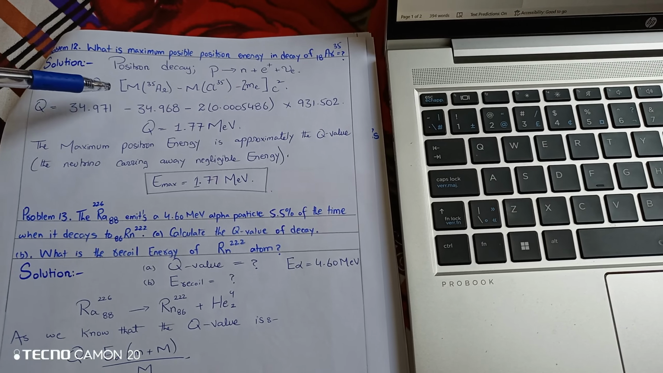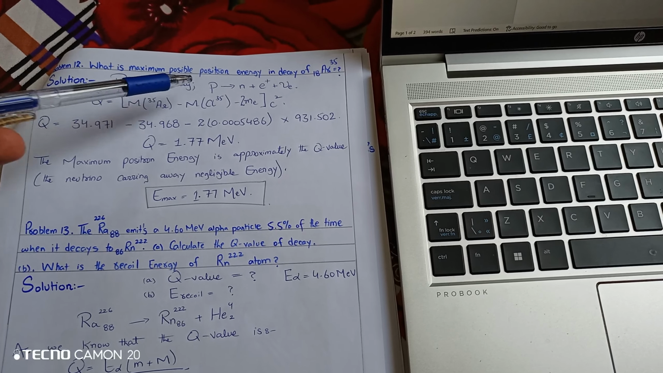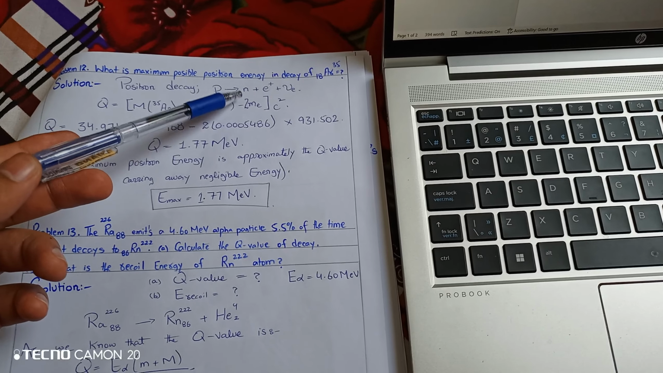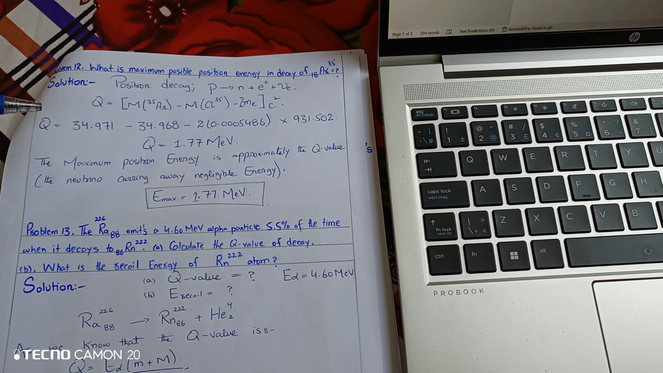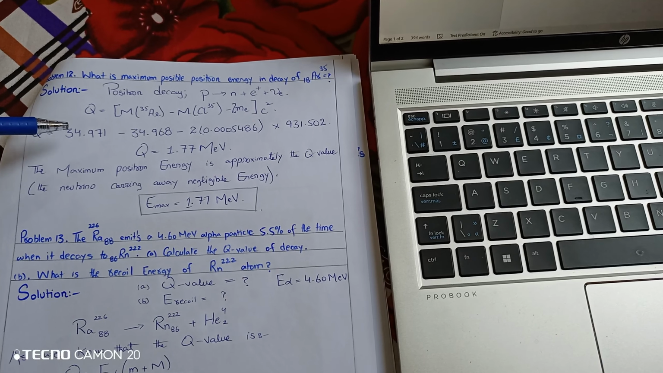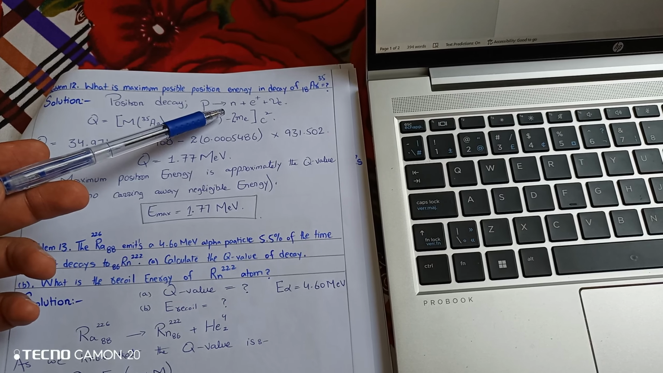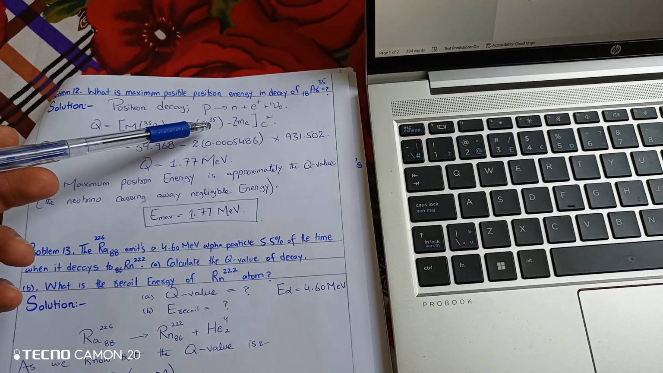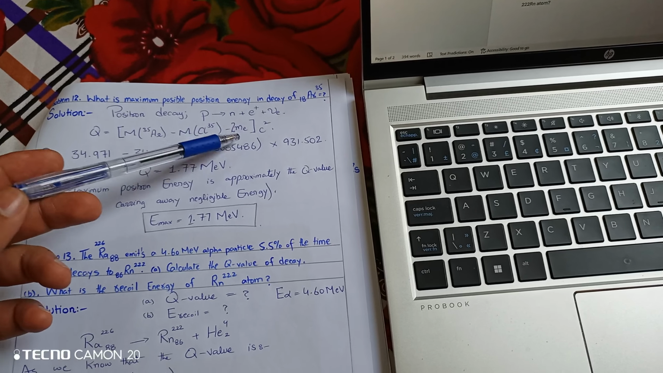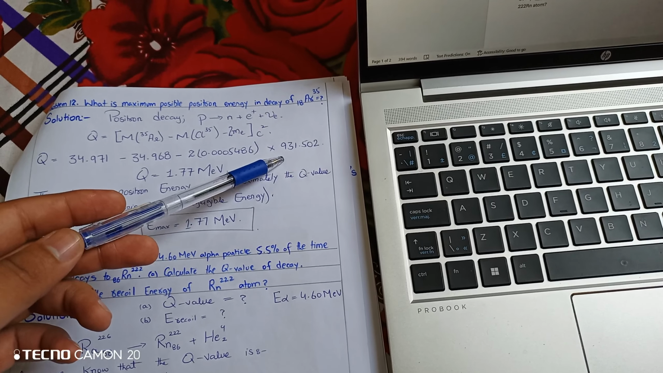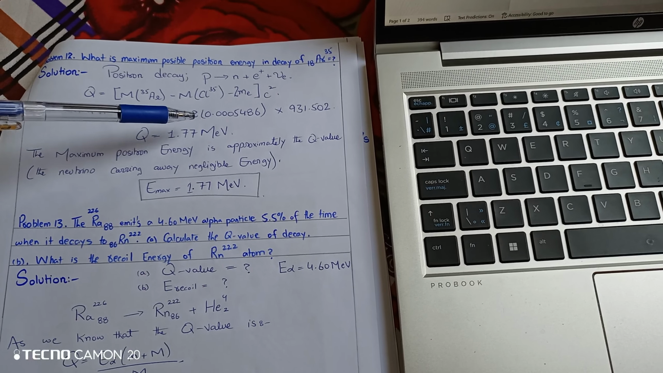And the Q value of positron decay can be written as mass of the parent minus mass of the daughter minus 2 times the mass of electron, into c squared. Understood? Now how can you find the Q value of this? The Q value is the mass of argon, which we know is 34.971, minus the mass of chlorine, which is 34.968, and minus 2 times the mass of electron. You know that the mass of electron in AMU is 0.0005486, multiplied by 2, and you multiply it by c squared, whose value is 931.502. You can easily find the Q value, which is 1.77 mega electron volts.